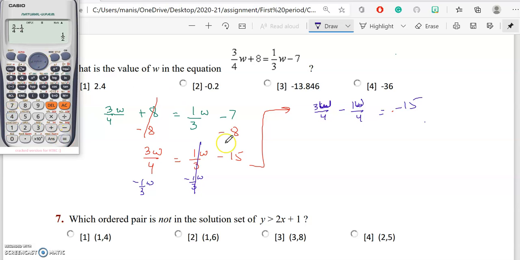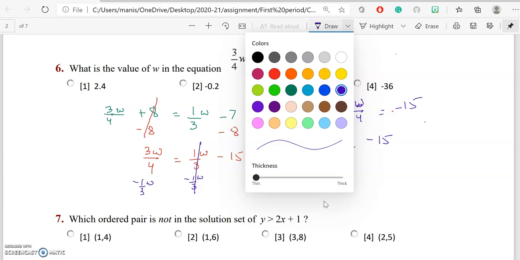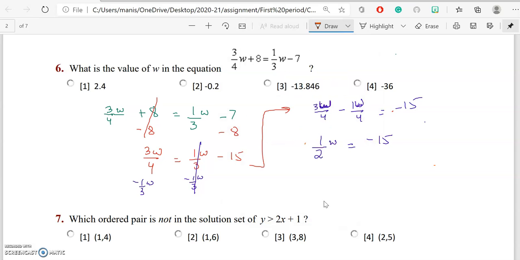So my answer is what? 1 over 2. So my answer will be 1 over 2 w. Keep in mind w is always in the numerator. Now I need to get rid of what? The denominator part, so I can get w by itself.